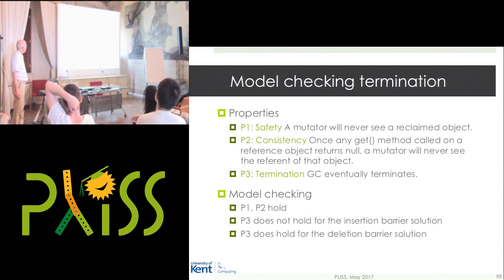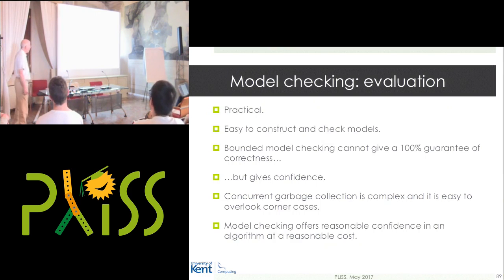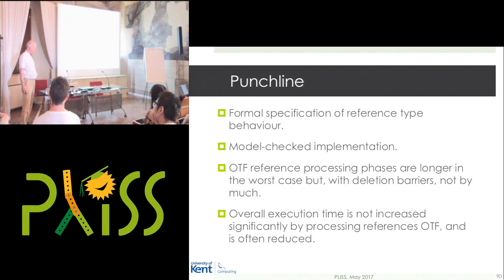Yes, I said that. It works with the deletion barrier, not without. We used model checking to do it. So my evaluation of model checking, it was something I was new to, but I found it to be practical. It's easy to construct and check these models. It doesn't give you a 100% guarantee of correctness, but it gives you a lot of confidence. And concurrent collectors are complex, and it's very easy to overlook corner cases. Model checking offers us a reasonable confidence in our algorithm at a reasonable cost.